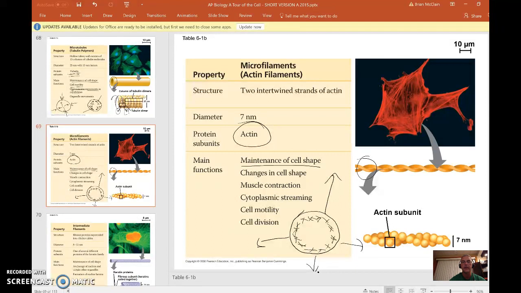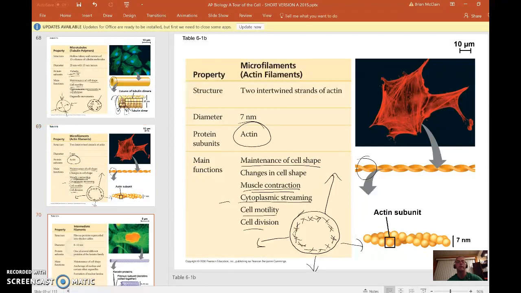We're also going to see some of the role of muscle contraction. So our muscle is going to definitely use actin and myosin. We're going to see the mobility of a cell. If you're looking at a plant cell, they have something called cytoplasmic streaming. And we also see them playing a role in cellular division.